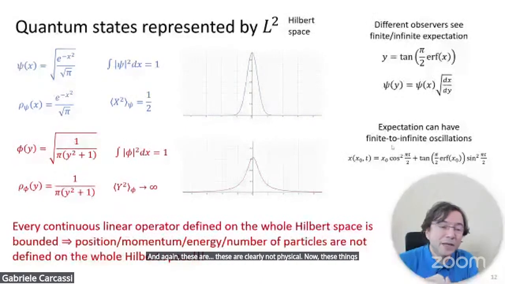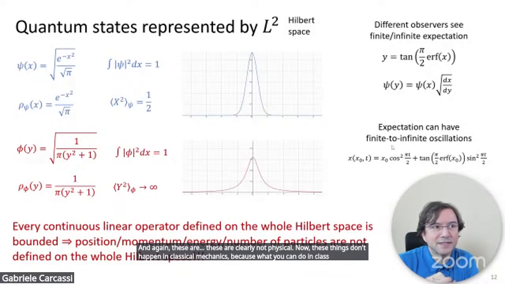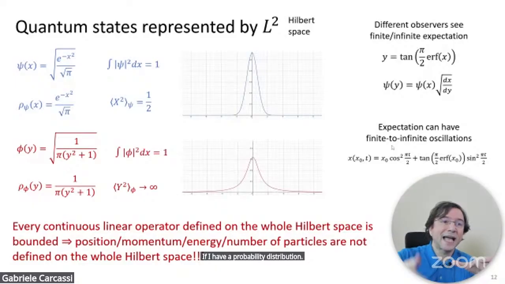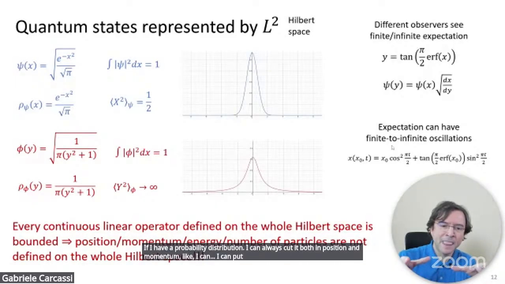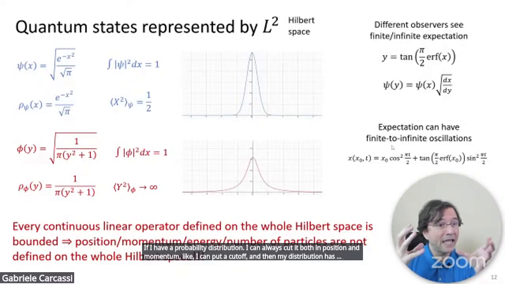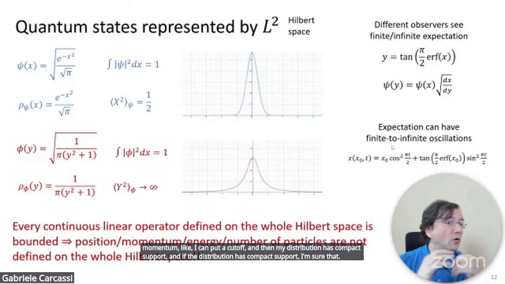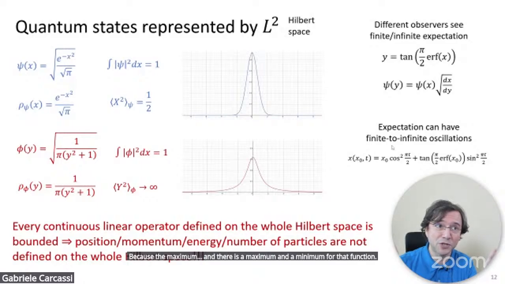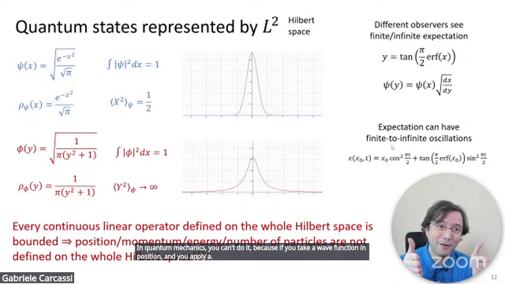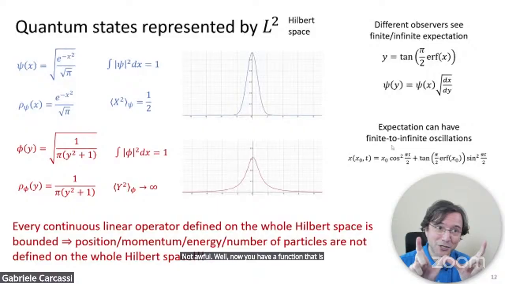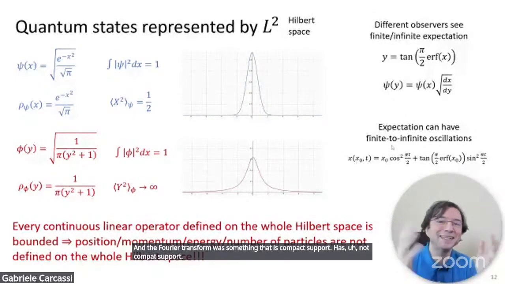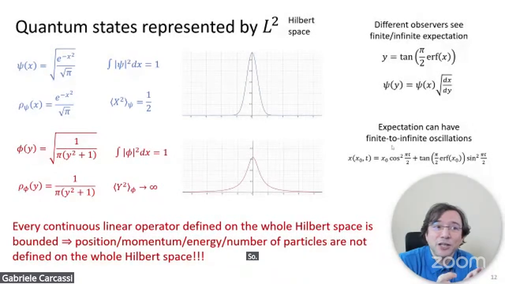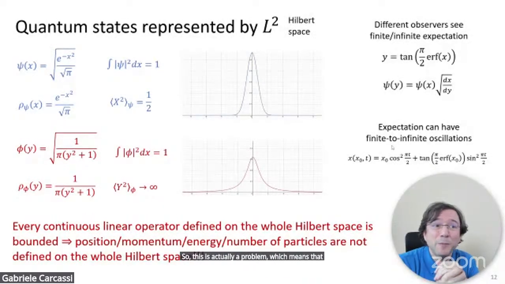Now, these things don't happen in classical mechanics, because in classical mechanics, if I have a probability distribution, I can always cut it both in position and momentum. I can put a cutoff, and then my distribution has compact support. If the distribution has compact support, I'm sure that the expectation of all possible functions is going to be finite, because there's a maximum and a minimum for that function, so you're always good. In quantum mechanics, you can't do it, because if you take a wave function in position and apply a cutoff, you now have a function with compact support in position, but the Fourier transform of something that has compact support does not have compact support. It's an entire function and spans the whole thing.